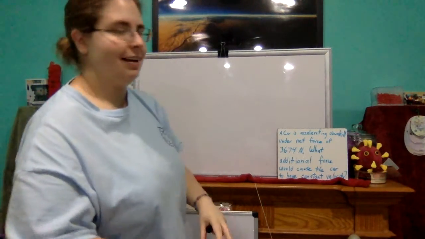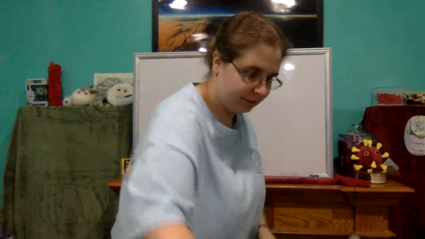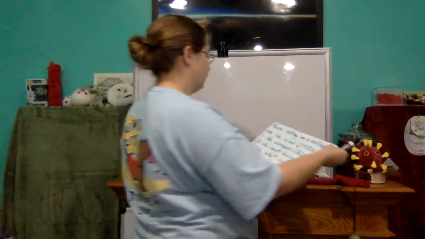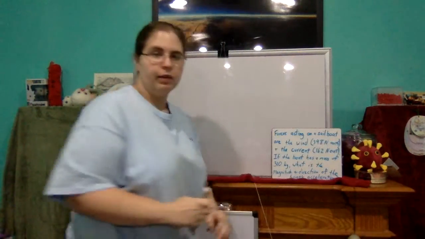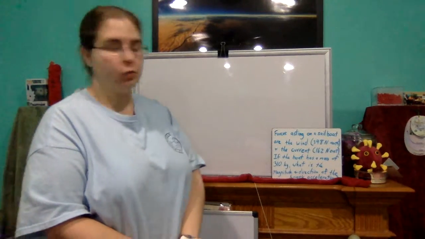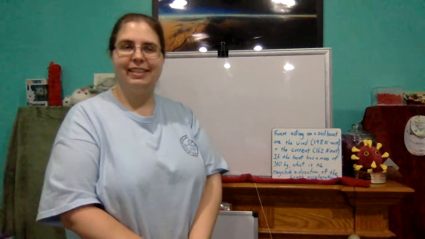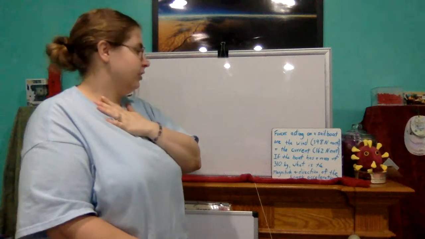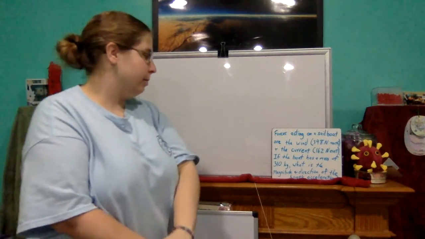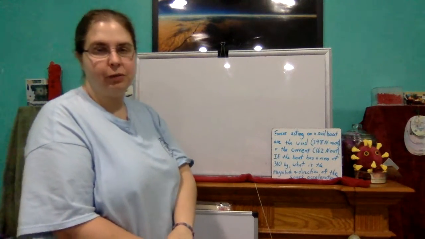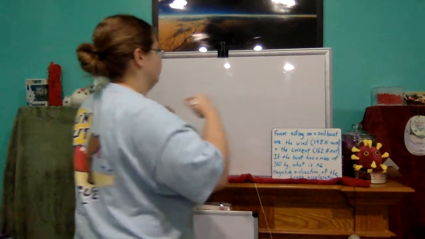Let's do some harder ones. Alrighty. Got that down. Alright, so there it is. We have a sailboat problem. Forces acting on a sailboat are the wind, which is 398 newtons north, and the current, which is 162 newtons east. If the boat has a mass of 310 kilograms, what is the magnitude and direction of the boat's acceleration?